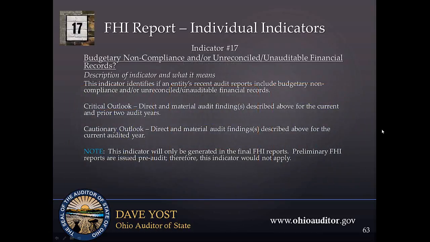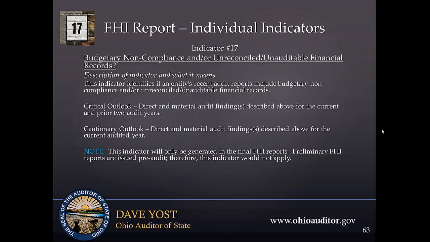The last indicator, indicator 17, is budgetary noncompliance or unreconciled or unauditable financial records. This indicator identifies if an entity's recent audit reports include budgetary noncompliance and/or if they have been in an unreconciled or unauditable condition. This indicator will reflect if an entity is not complying with Ohio budgetary law and/or proper accounting methods. Maintaining accurate, reconciled accounting records and adherence to Ohio budgetary law is a significant factor in maintaining fiscal stability.